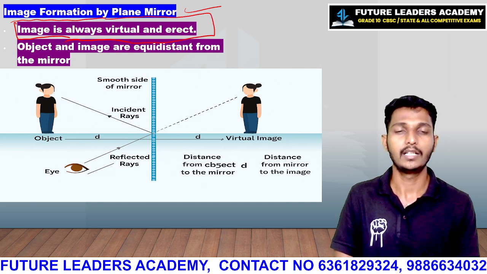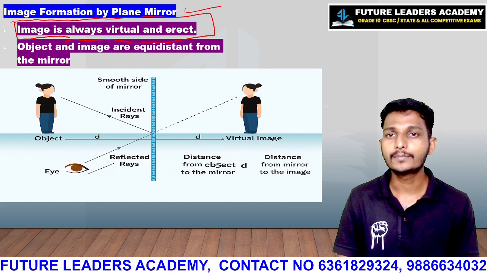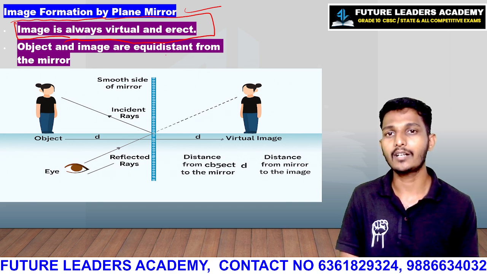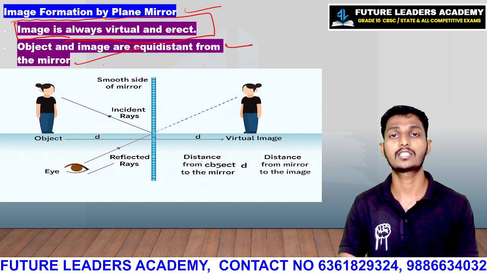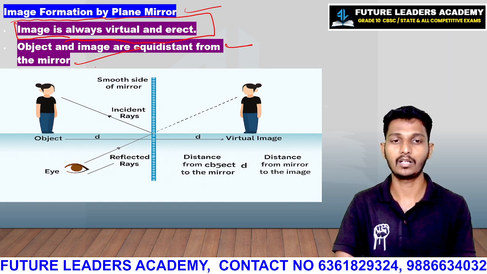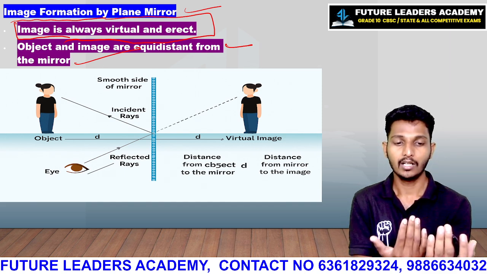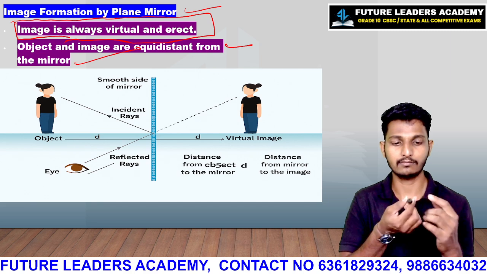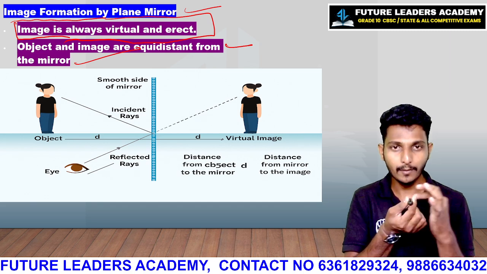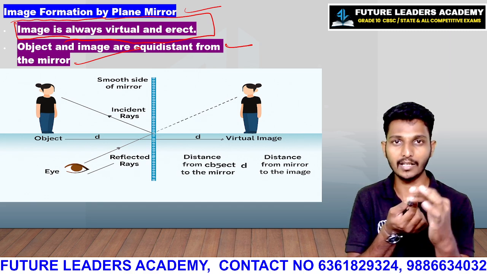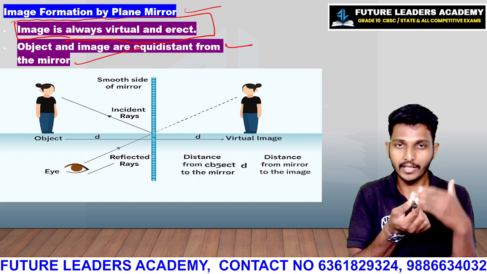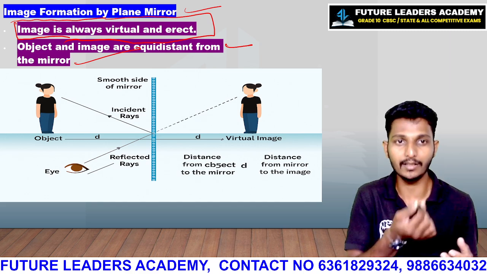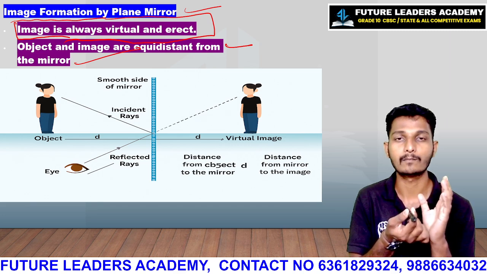Always virtual and erect image in the plane mirrors. Object and image are equidistant from the mirror. For example, I'm standing in front of the mirror. Maybe this pen, whichever we have at a distance from here, will be visible in the mirror, from the tip to this point. It is visible to me and it's also visible in the mirror. I'm holding this one, and this surface is also visible.